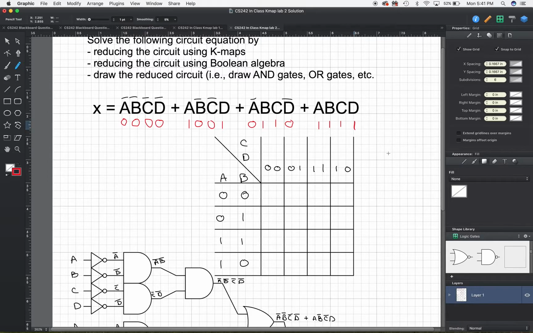Okay, now that I have these numbers, let's go ahead and fill in the squares here based on these values. So 0, 0, 0, 0. That's the square right here, so I'm going to put a 1 right here. 1, 0, 0, 1. So 1, 0, and then 0, 1. So the intersection is right here. I'm going to put a 1 right here.